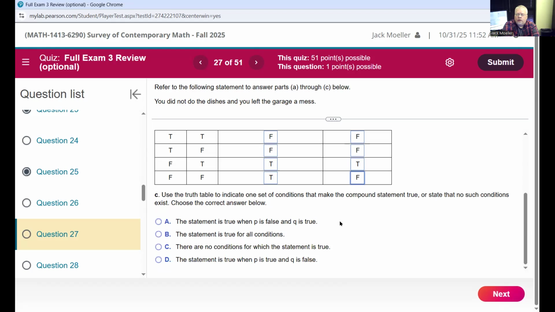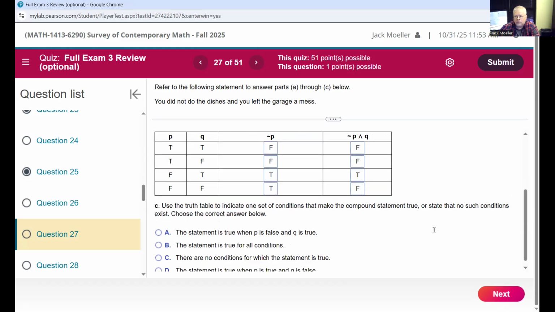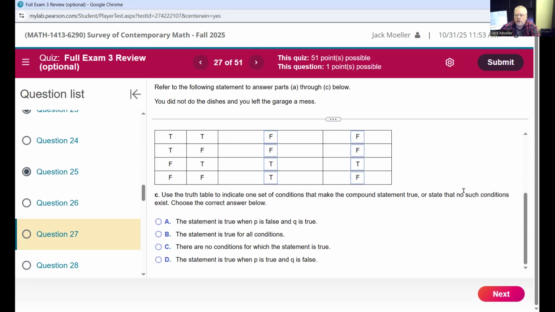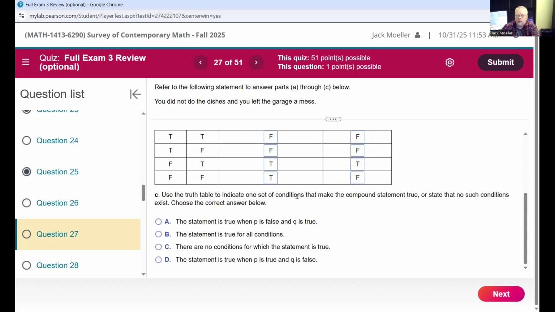All right, use the truth table to indicate the set of conditions that makes the compound statement true or state that no conditions exist. What that means is go back to your final column here. For no conditions to exist, all of these would have to be false. But they're not all false. I have this row that is true. So what makes this row true? What made it true was that Q was true and not P was true. So the statement is true when P is false and Q is true.